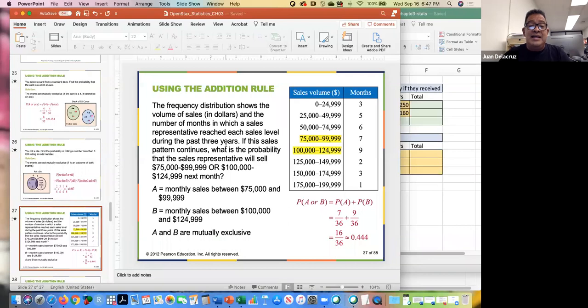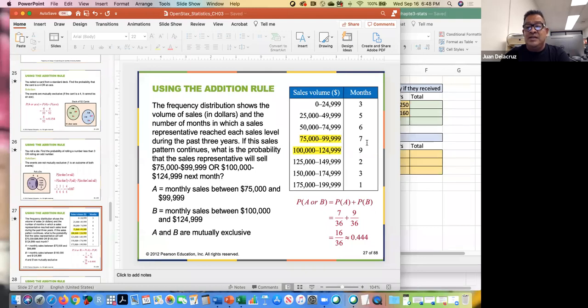So we are going to have at least 36 observations. If I add all the months, it should be equal to 36. So the question is, if the sales pattern continues, what is the probability that the sales representative will sell between 75,000 and 99,999 or between 100,000 and 124,999? So A is going to be monthly sales between 75,000 and 99,999.